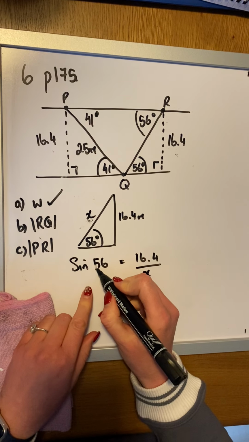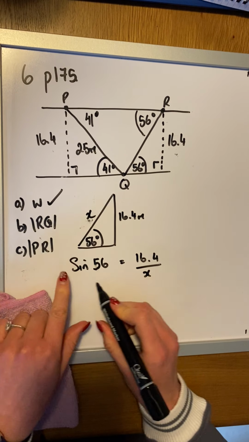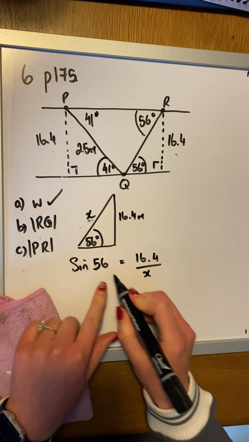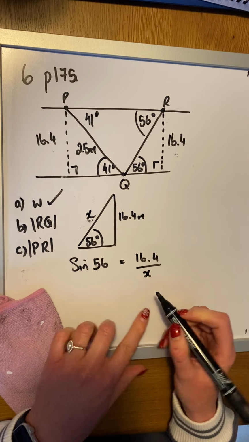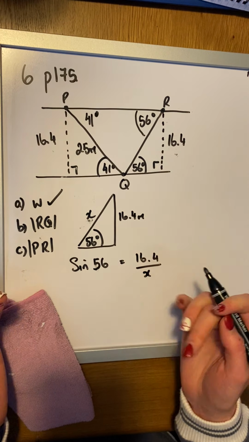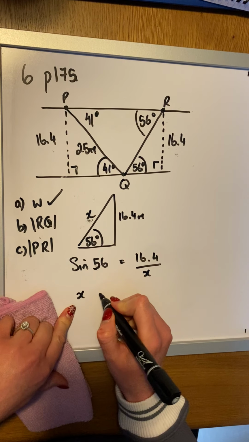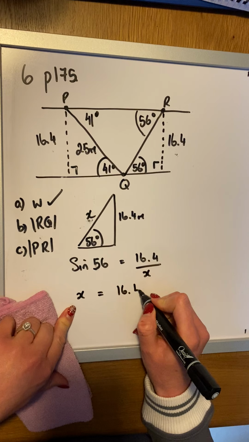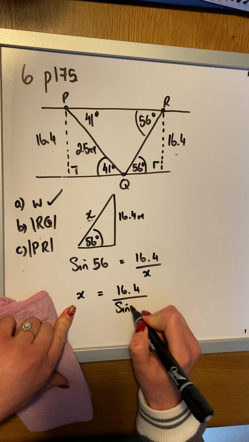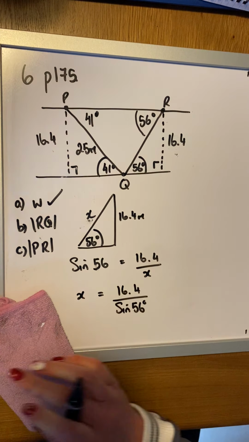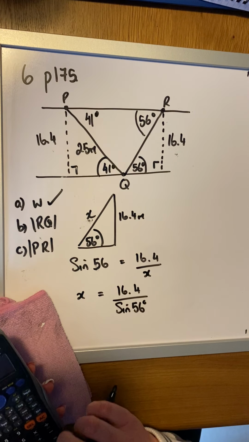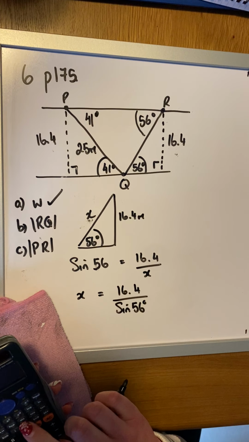Again, we're trying to isolate the x. This time, what we can do here is swap the position of the x and the sine 56, because we have to multiply both sides by x and then divide both sides by sine 56 to isolate it. So therefore, x is equal to 16.4 over the sine of 56 degrees. Again, typing that straight into our calculator, 16.4 over sine 56.